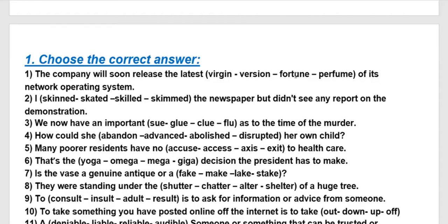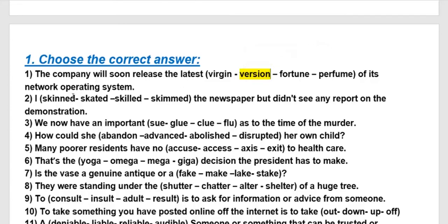Version, a particular form of something. A new copy, the new version of the story, the new version of the novel, and so on. The complete answer here: the company will soon release the latest version.